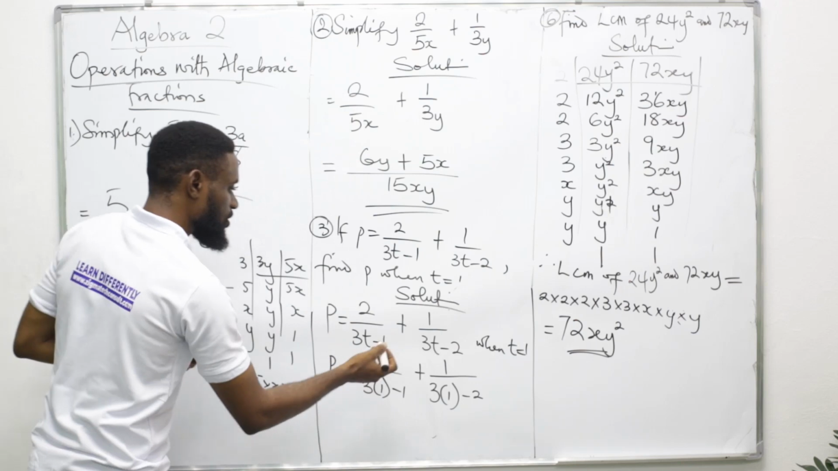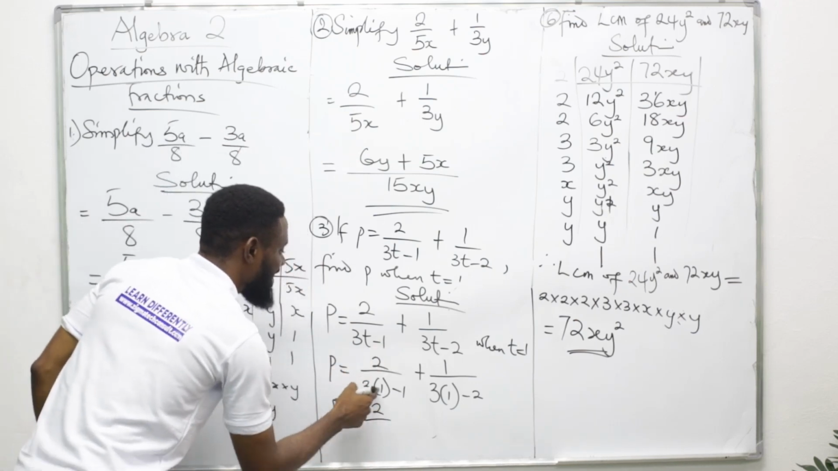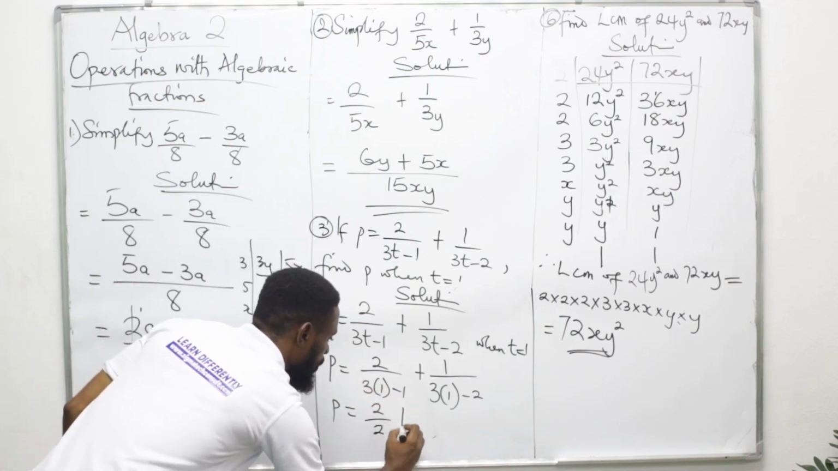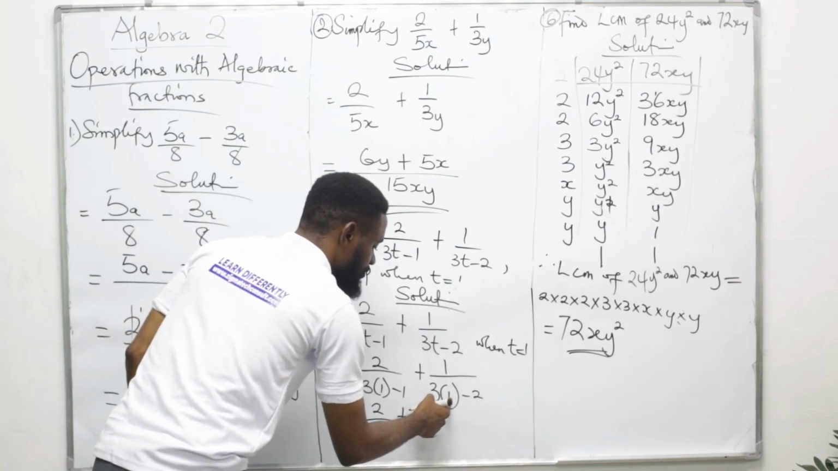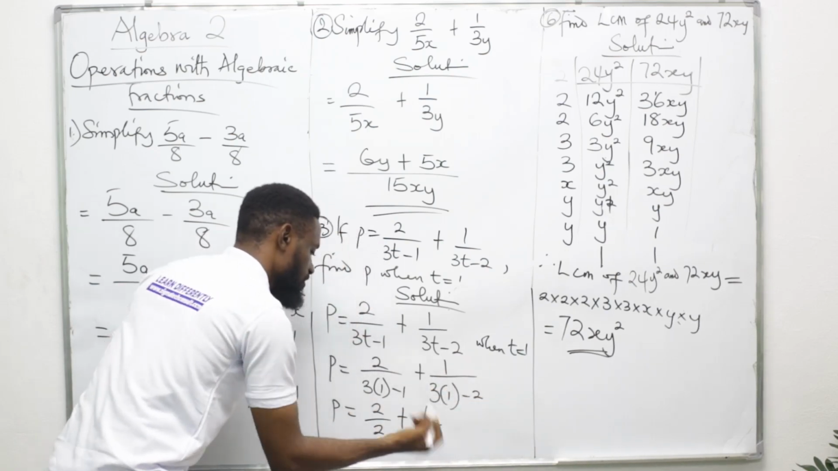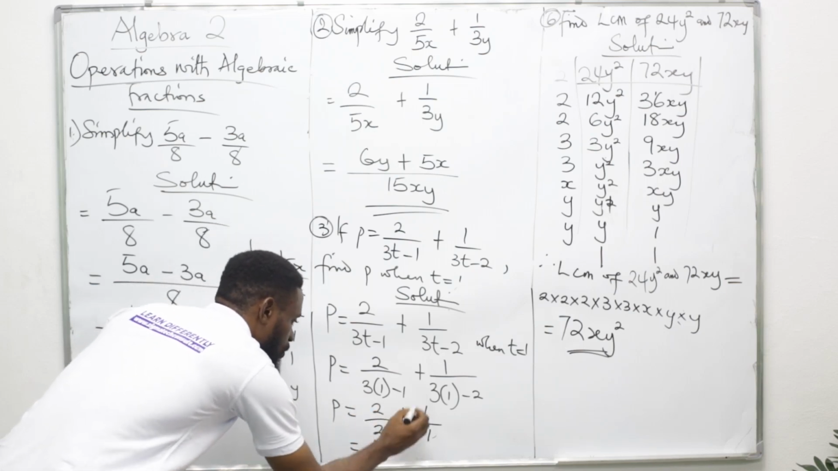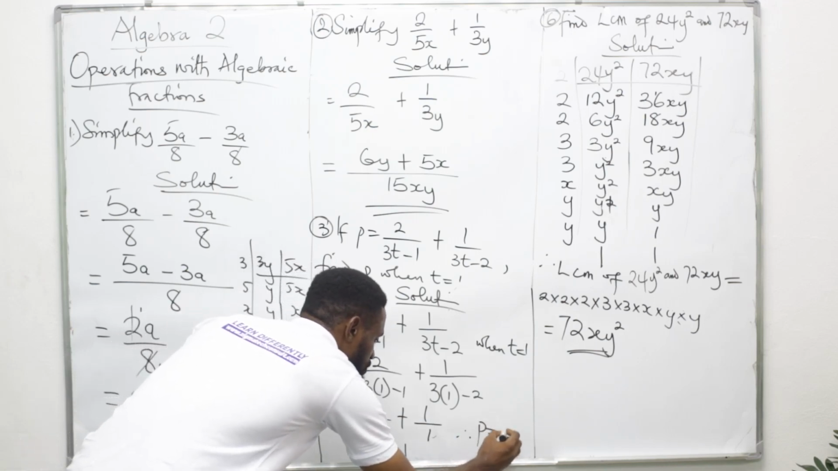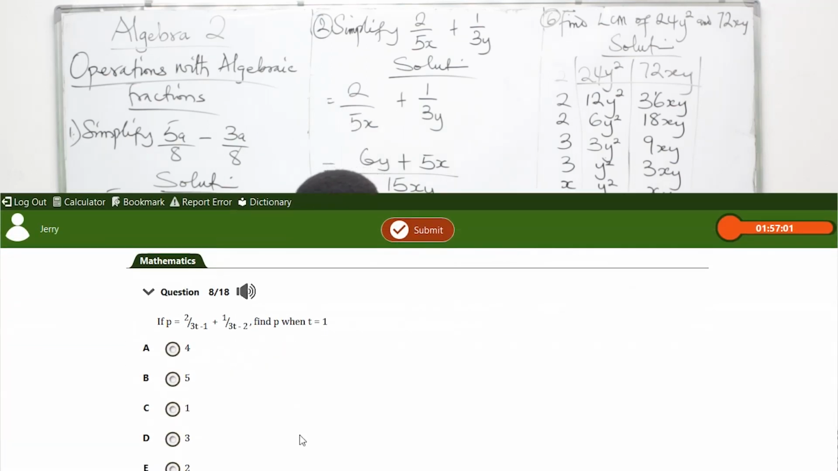All right? So that will mean P will be equal to 2 all over 3 times 1 is 3. Okay? 3 minus 1 is 2. Then plus 1 all over 3 times 1 is 3. 3 minus 2 is 1. Okay? So our answer is 2 divide 2 is 1. 1 divide 1 is 1. So P, therefore, is equal to what? 2. That is actually what they want us to do. So the correct option there is E.